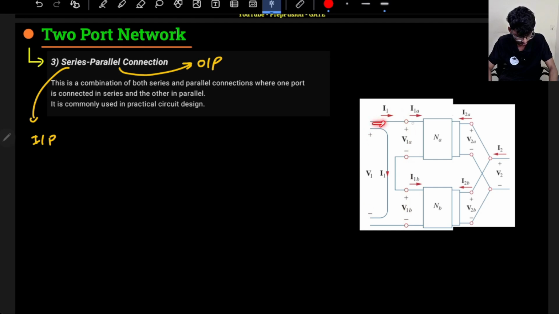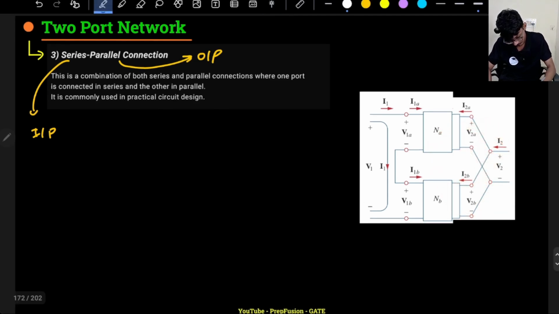So here, I1 current is the same as I1A. This is I1A current outgoing and this is the same as I1B, and the outgoing current I1B is the same as I1 only. But on the output port, I2 current is actually getting divided into I2A and I2B. So it is not series, it is parallel. Why? Because V2 is connected across V2A and also across V2B. So that's why it is a parallel connection.